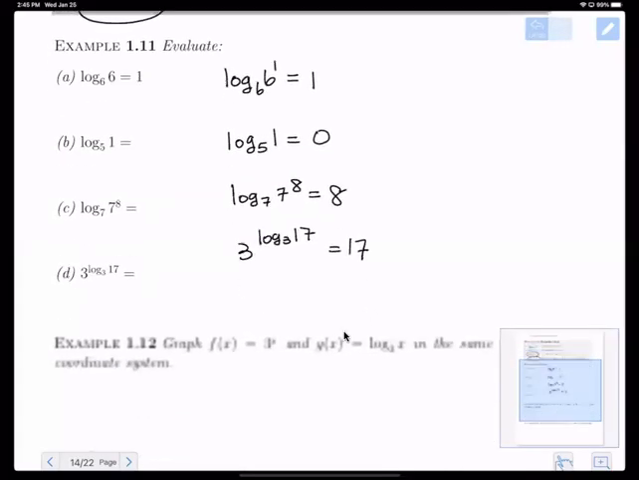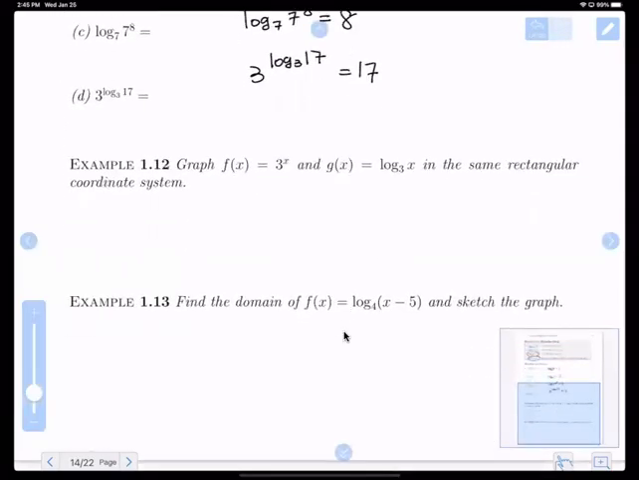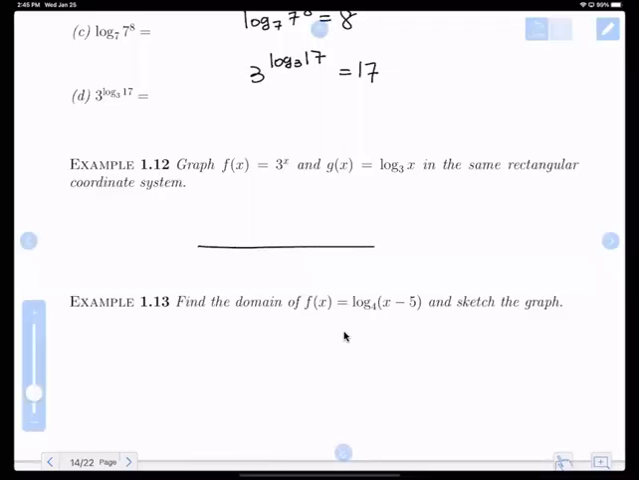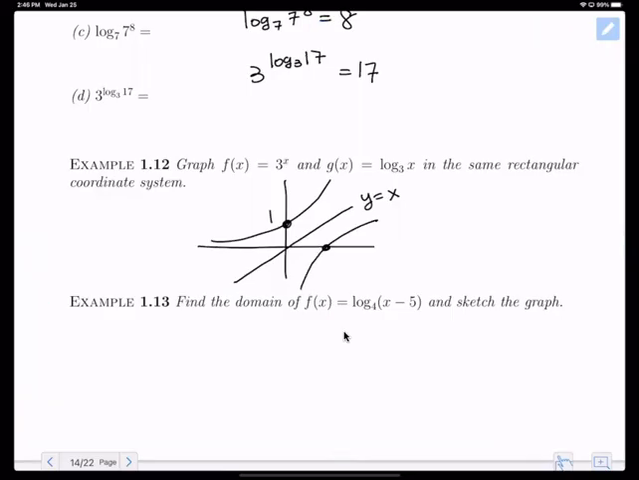Okay, turn the page. Example 12: graph 3 to the x and log base 3 of x in the same rectangular coordinate system. This is something we just have done. 2 to the x we have done. For 3 to the x, the important point is 1. Then we put y equals x and reflect the image, with the important point 1. This is 3 to the x, and this is log base 3 of x. That's what it is.